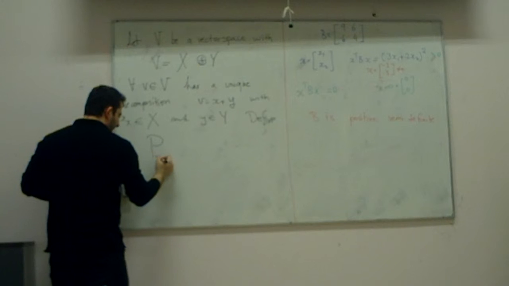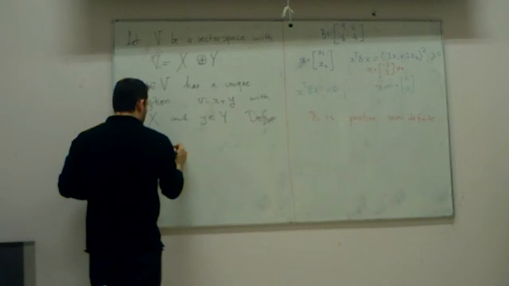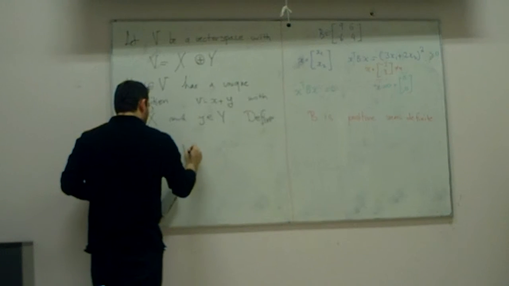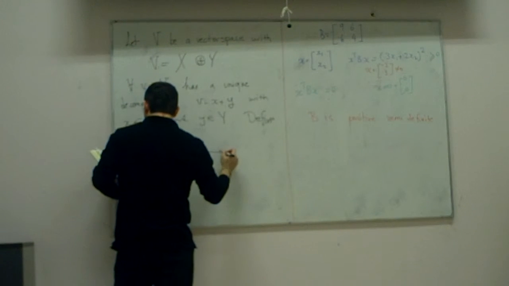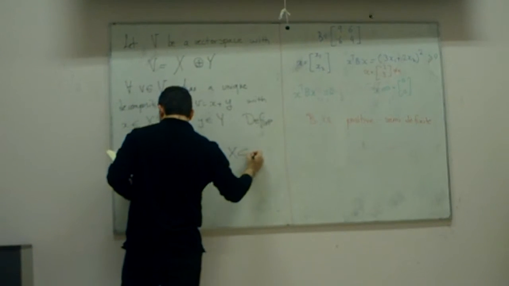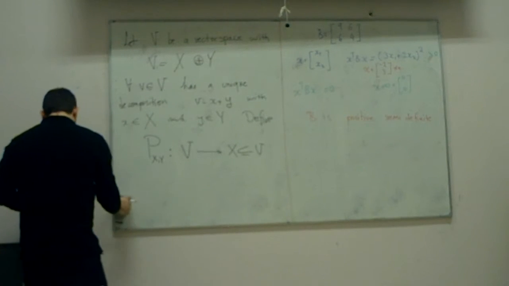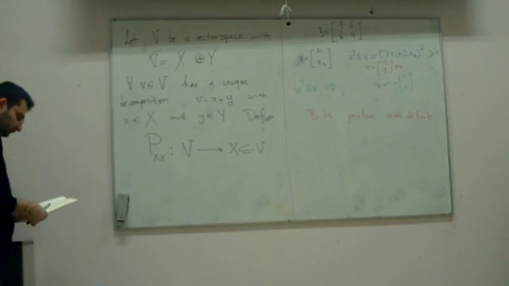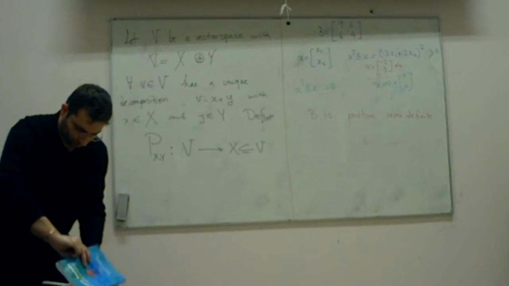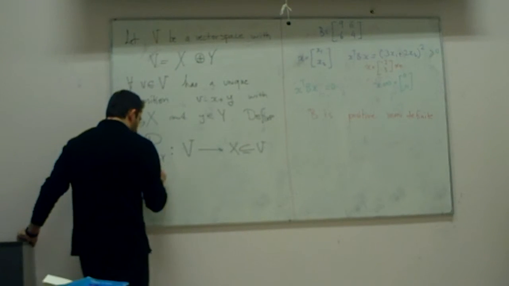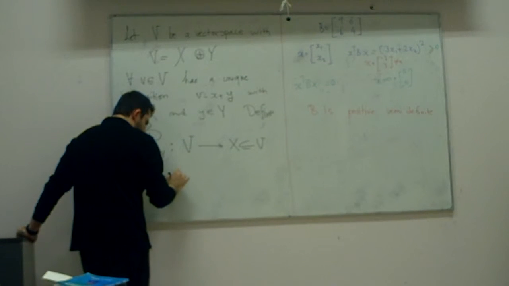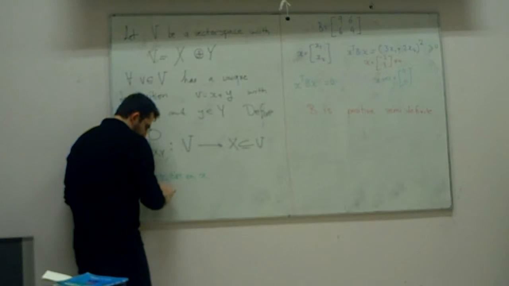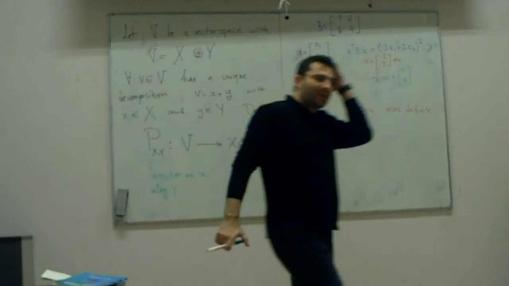So we define the projection of x and y of V in this form, that v goes to x, which is a subset of V. And this is called projection on X along Y. And this is how in abstract mathematics they define it.